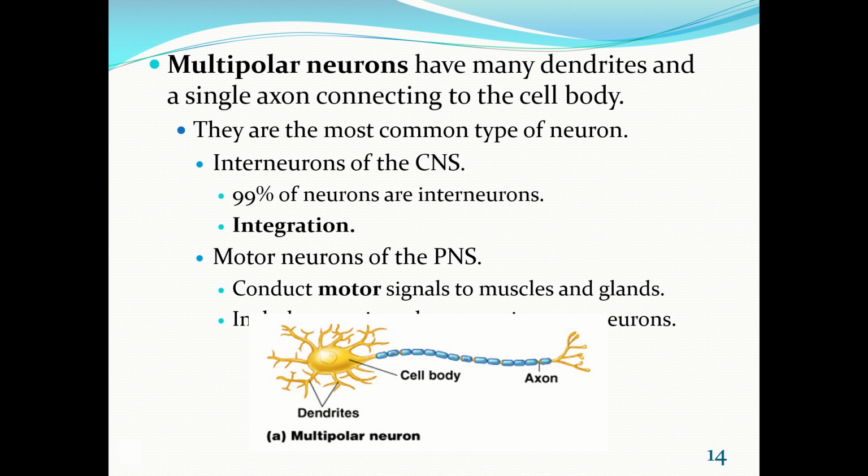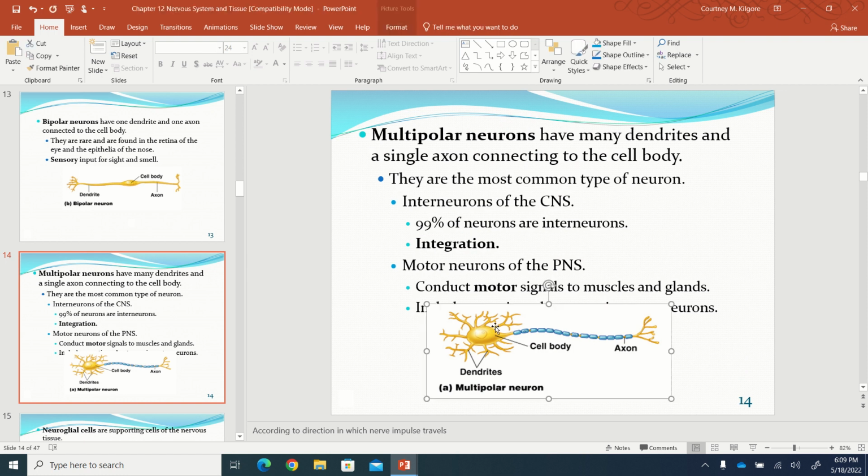99% of neurons are interneurons, and that shows you how much of the neurons are compacted into the brain and spinal cord. And then motor neurons of the peripheral nervous system conduct motor signals to the muscles and glands.